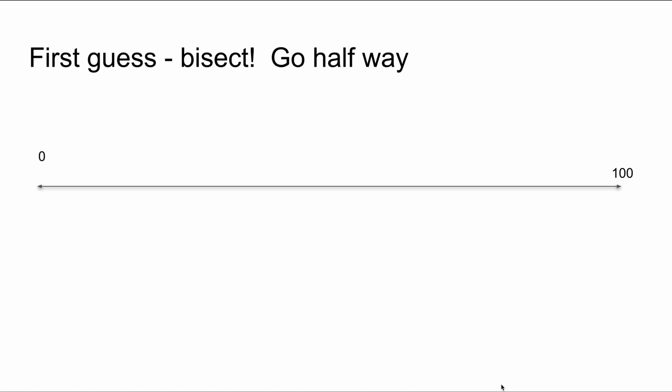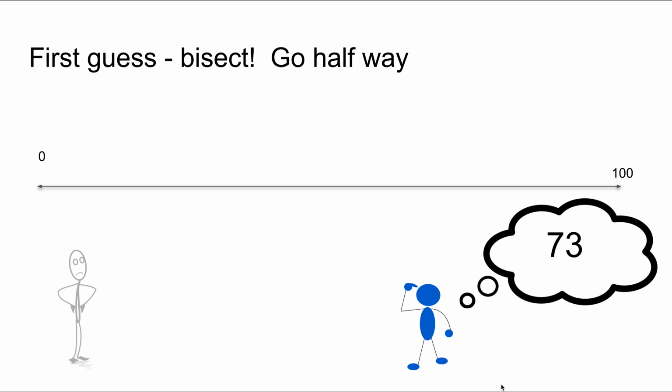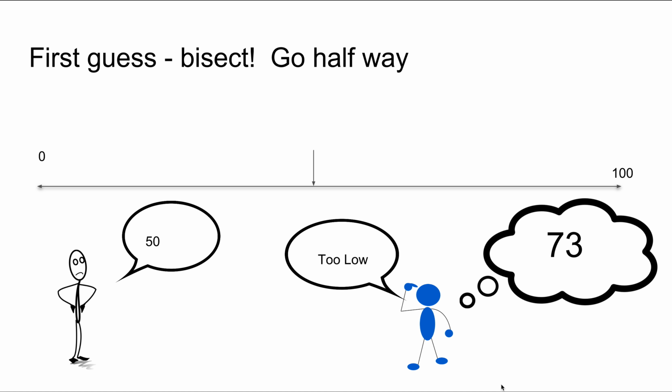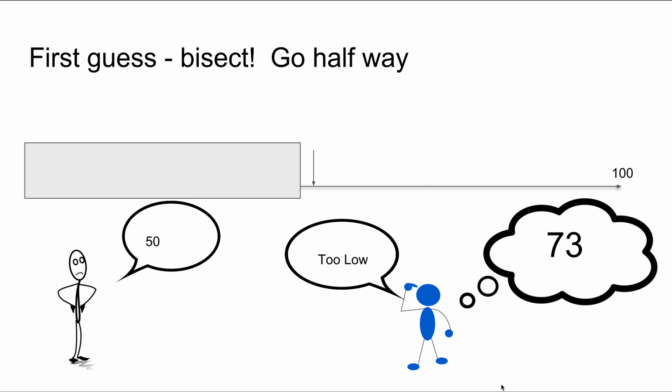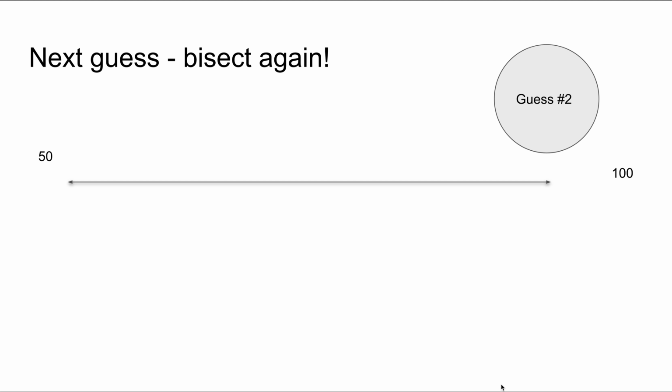First thing you're going to do is bisect the set. Go halfway. In other words, halfway between 0 and 100 is 50. So they're thinking of 73. You guess 50. And your person will give you the feedback of too low. So now that doesn't get you any farther, but actually it does, because now you know everything below 50 is no good. So now you're dealing with a smaller set, and that's guess number 1. You've cut your set in half. So now we're only dealing with a number between 50 and 100.